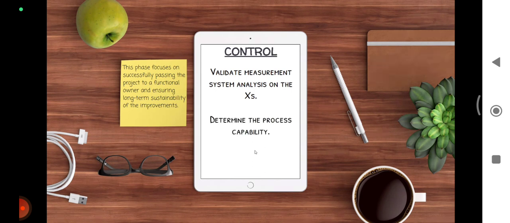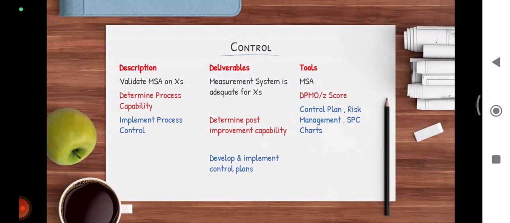And then after that, if these X's are not reoccurring, okay, we now need to measure again the process capability. We now need to calculate the Z-score, the sigma level, to determine if there are any improvements from the improvement stage, okay? And then you have to implement the process control if the process capability is now at an acceptable level, all right? So this is what needs to be done, and this is how you do it, and those are the tools at your disposal. In the control phase, the first thing is to validate the measurement system on these X's.